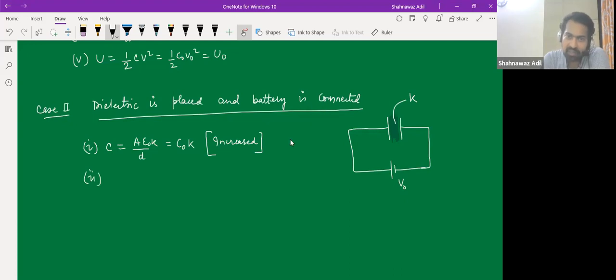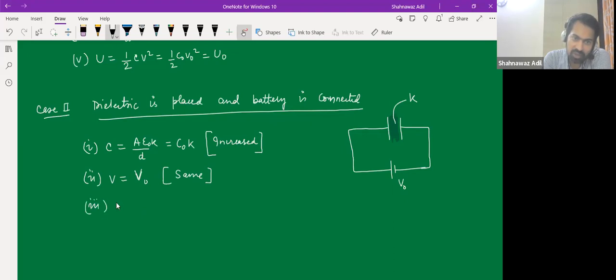Now, the battery is connected. So what would be V? What would be V, guys? V naught. The battery is the same as a cell, so the voltage is the same as before, right? Okay. Now the third one.